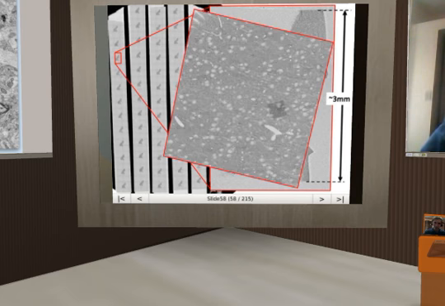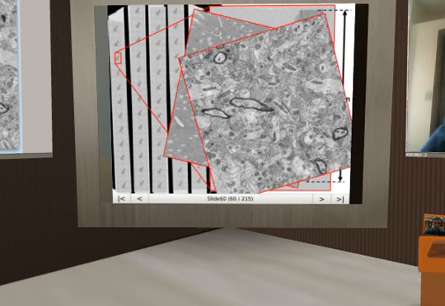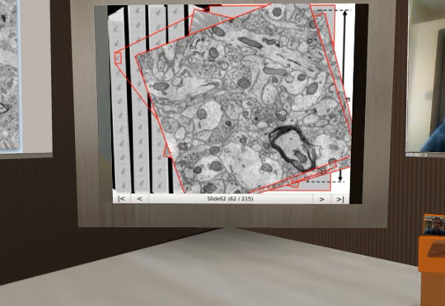So we zoom in. We start to see these little white dots are cell bodies. Zoom in to that red box, and we start to see individual dendritic processes and axonal processes. And if we zoom in again, we can see synapses and synaptic vesicles.